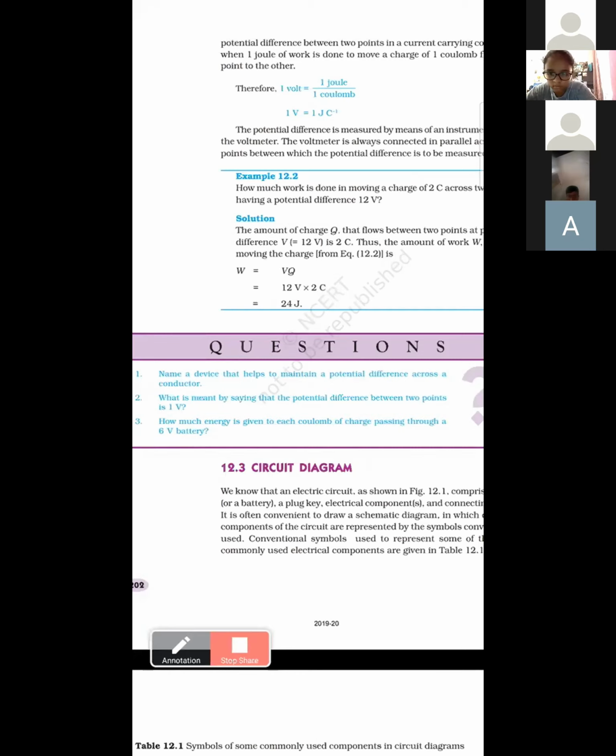Then comes the definition: the potential difference between 2 points is 1 volt if 1 joule of work is done to move 1 coulomb of unit charge across. So implement that in the formula and write it down.